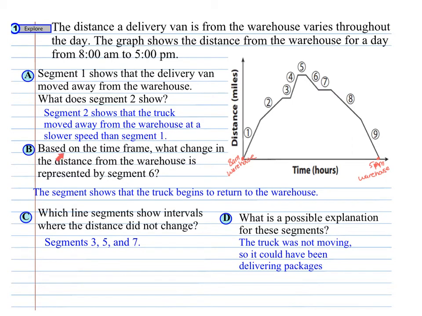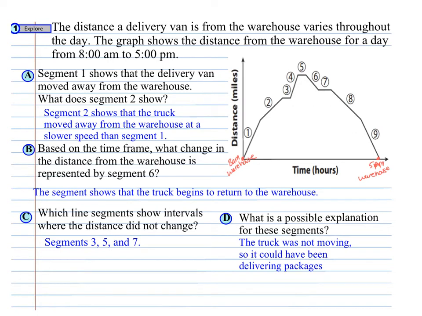For part B, it says, based on the time frame, what change in the distance from the warehouse is represented by segment 6? So this segment 6, remember, right here he's going away from the warehouse. Right after 5, he turns around, and now he's coming back to the warehouse. So this is what I wrote: the segment shows that the truck begins to return to the warehouse during segment 6.